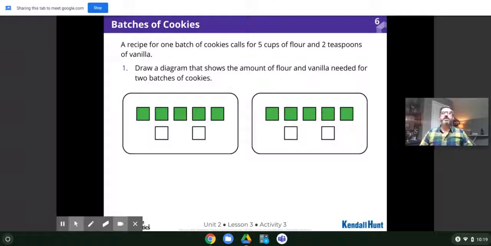What if we had to triple the amount of ingredients in our cookies? So if we had to triple the amount, let's go back to our original recipe of 5 cups of flour and 2 teaspoons of vanilla. If we needed to triple that recipe, we would need to triple the amount of every ingredient in the recipe. So what do you think the triple amount of flour would be if we had to triple the recipe that we've got? Do you know what triple means?